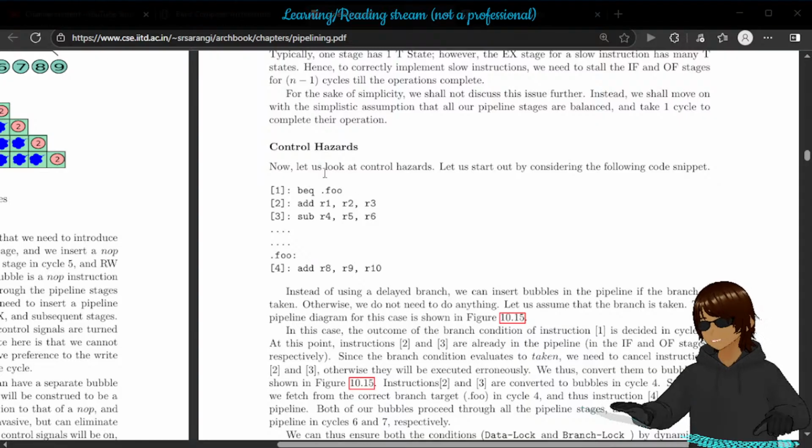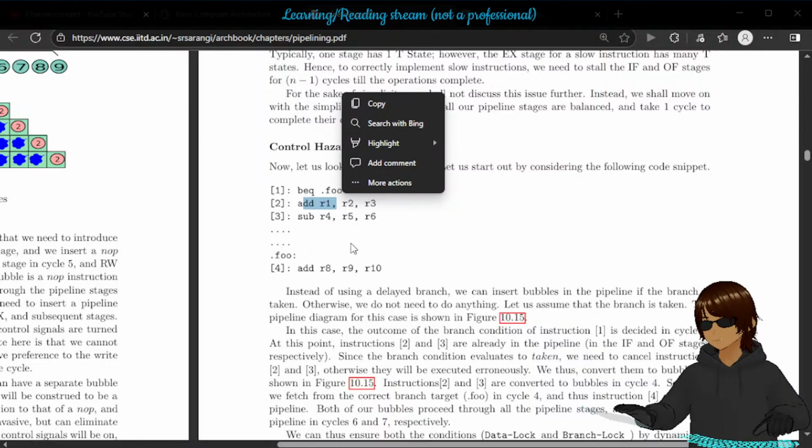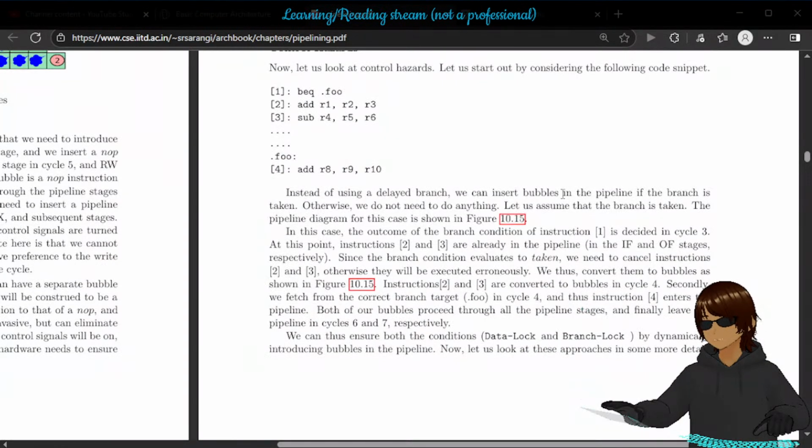So now for control hazards, let us start out by considering the following code snippet. So the branch if equal, go to foo, is over here. But the thing is, we don't know if it's equal or not. So these two will enter this pipeline regardless. We can insert the bubbles in the pipeline if the branch is taken. Otherwise, we do not need to do anything. Let us assume that the branch is taken. Then the pipeline diagram for this case is shown in figure 10.15.